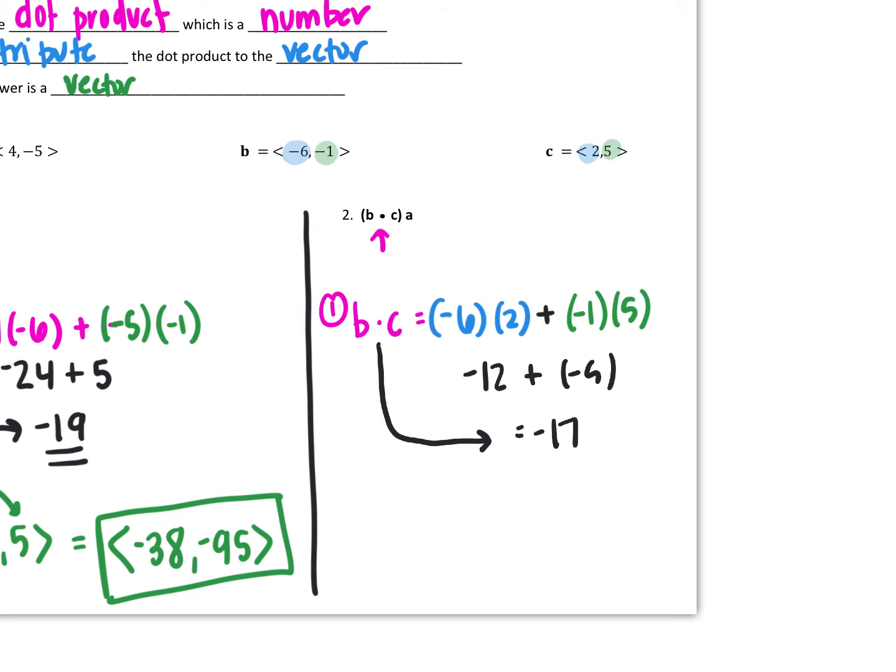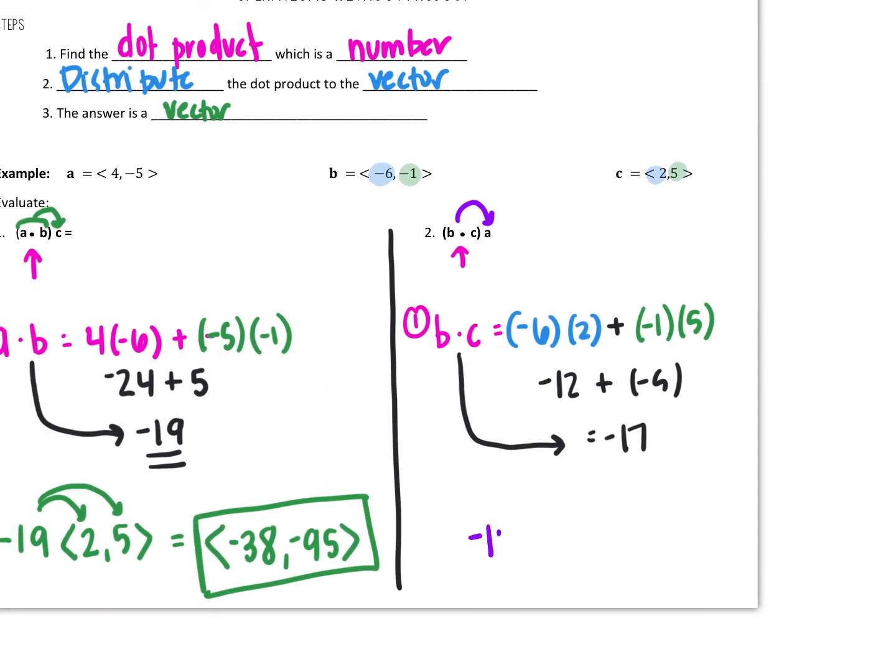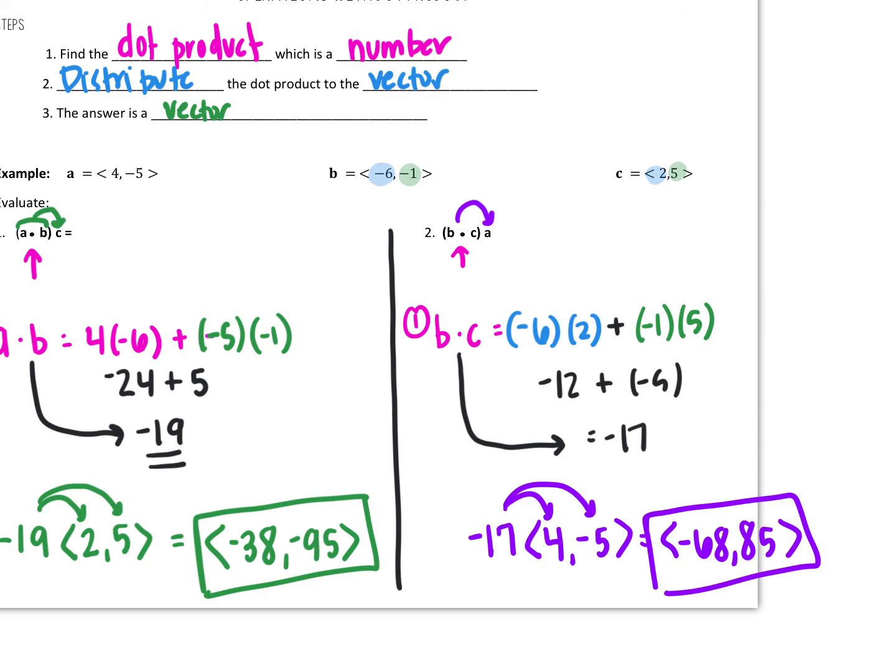To finish up this problem, we're asked to take that dot product and multiply it by vector A. If we want to do that, we're going to take negative 17 and distribute it to vector A, which from the top we can see is 4, negative 5. Take that negative 17, distribute it to both numbers. Negative 17 times 4 is negative 68. Negative 17 times negative 5 is 85. That would be our final answer there.